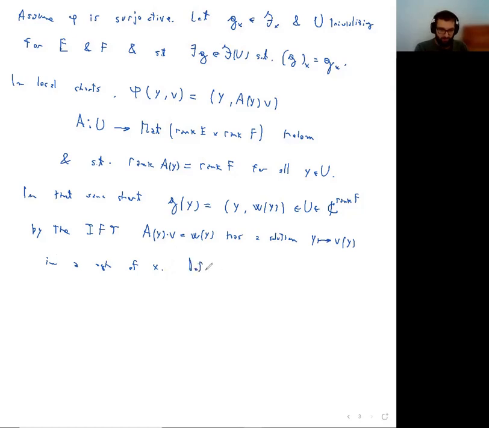So now it's clear we can simply define f(y) to be (y, v(y)). And of course, now if we take f tilde of U, so on this particular U where the trivializations are the given ones, we get this. Which of course implies the same equality for the direct limits. Okay.